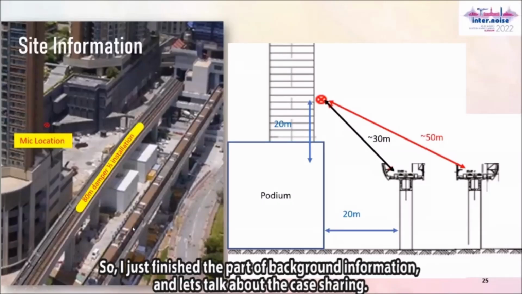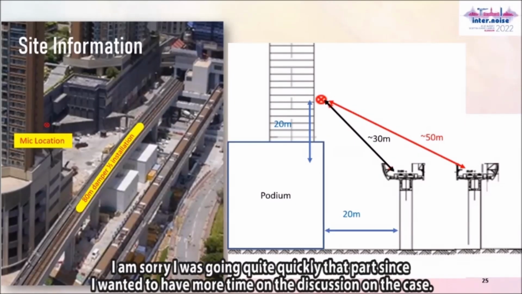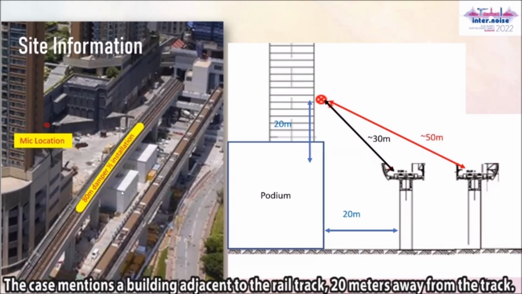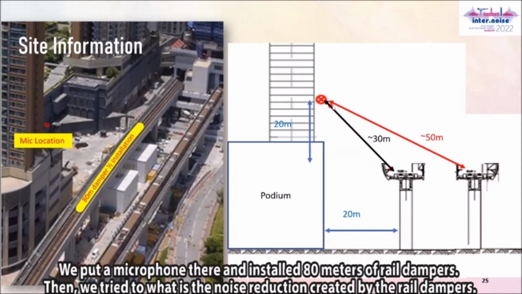Okay, then let's talk about the case sharing. I just finished the part on the background information. I'm sorry that I'm going through that part quite quickly because I want to have more time for discussion on the case. The case is a building adjacent to the rail track, 20 meters away from the track. We put a microphone there and install 80 meters of rail damper. Then we see what the noise reduction by the rail damper is.